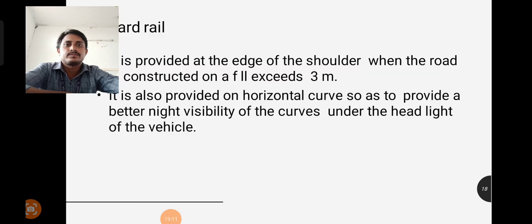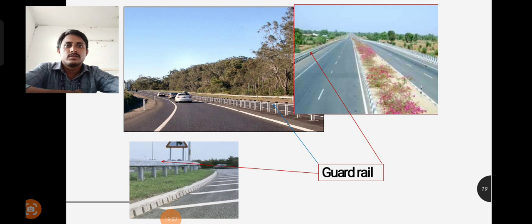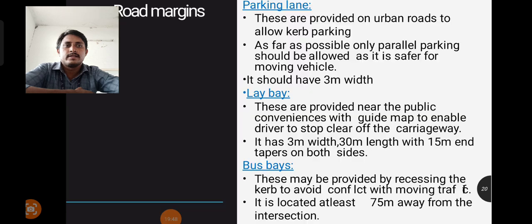The next, guardrail. It is provided at the edges of the shoulder, for embankment falls exceeding 3 meters. It is also provided on horizontal curves to give better night visibility of the curves under headlights. You can see in the diagrams that the guardrail is mentioned. When there is an embankment, which means when the height of the road is there, we should provide guardrails.